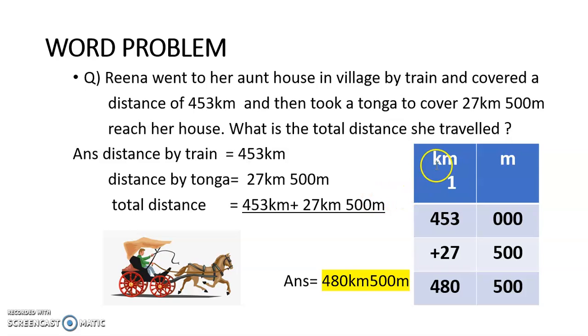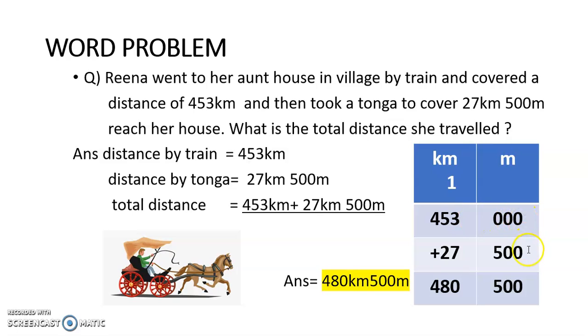So let us make two columns, kilometer column and meter column separate. Now 453 in the kilometer section and 0, 0, 0, 3 zeros in the meter section, since no measurement of meter is given here. And we already know that there can be 3 maximum digits that are required in meter column. And we will add 27 kilometer in the kilometer column and 500 meter in the meter column. It is very important to make the columns as many units are given in the question.